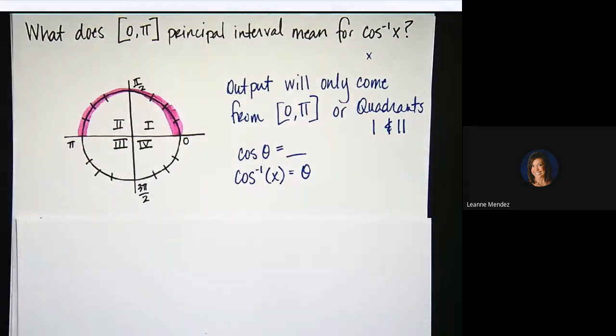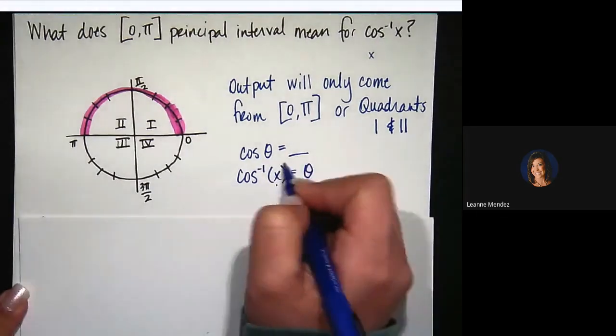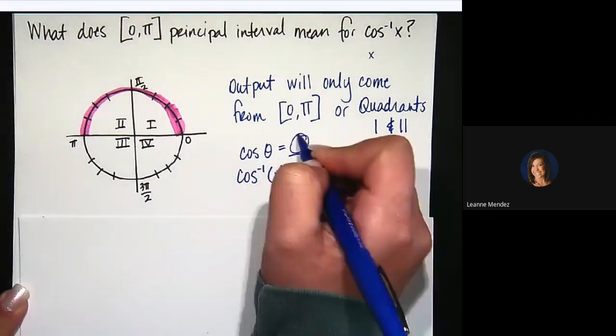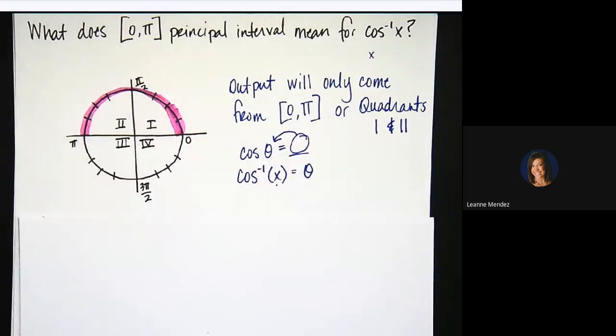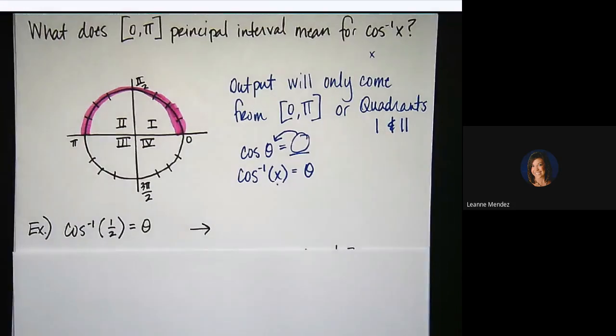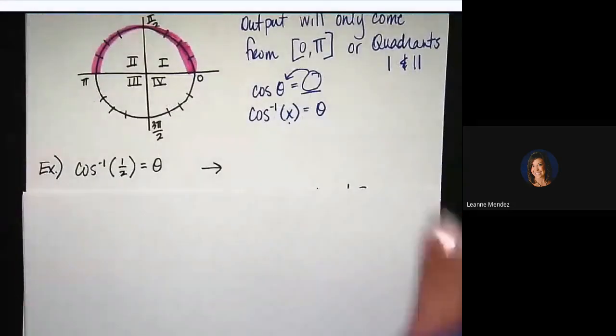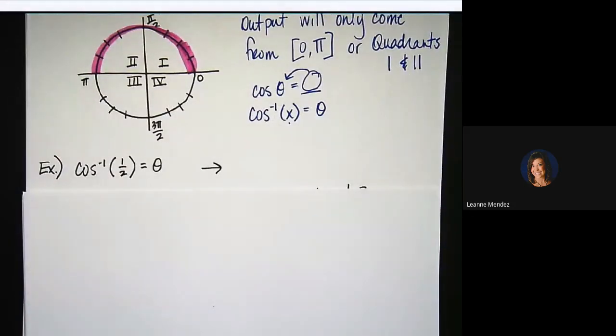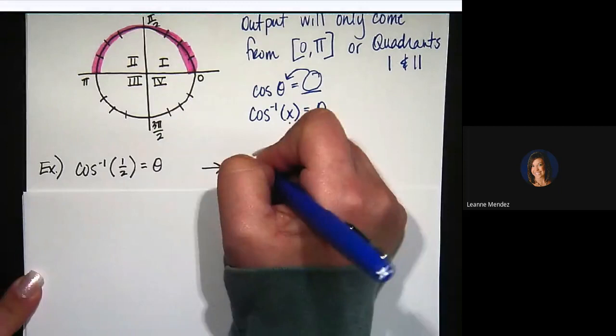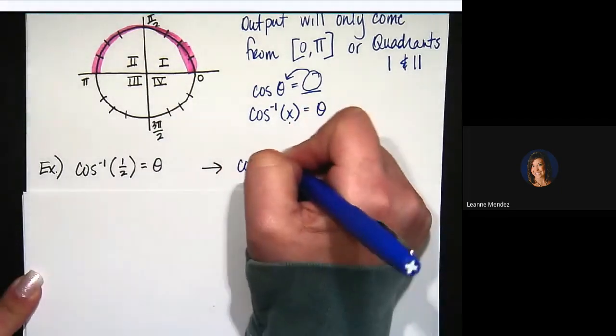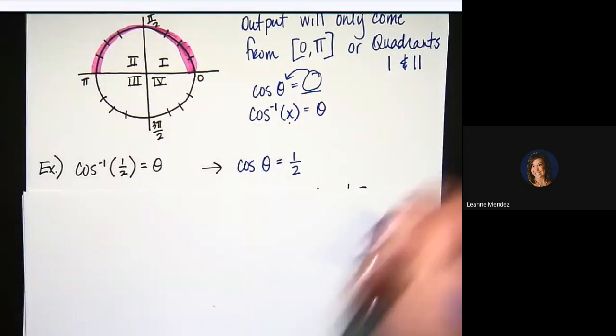Now we're switching it. Remember, we're switching x and y. So I'm going to give you the value, and you need to work backwards and give me the angle, okay? So let's say, for example, I ask you for cosine inverse of 1/2 equals an angle. In other words, you can look at this problem as cosine of what angle is 1/2.